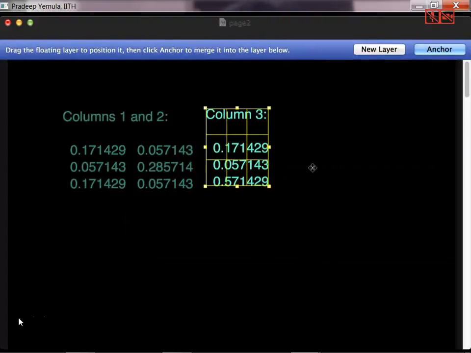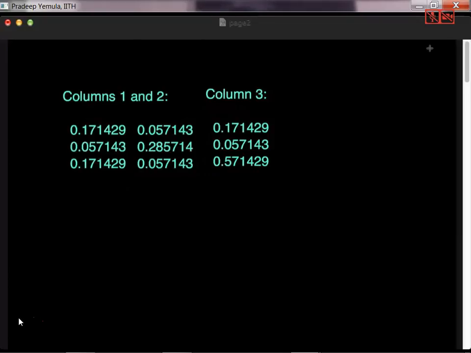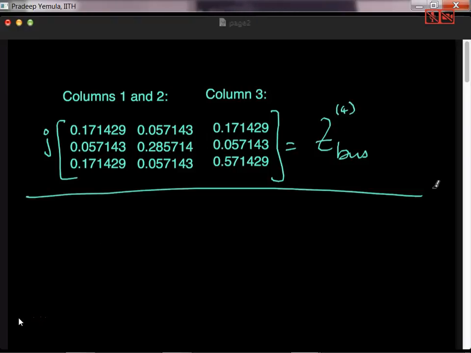So this is the Z bus now. So this is J into all this, which is nothing but Z bus after the fourth step. Now let's continue. We have the last step, that is step 5. So in step 5, what is left over?